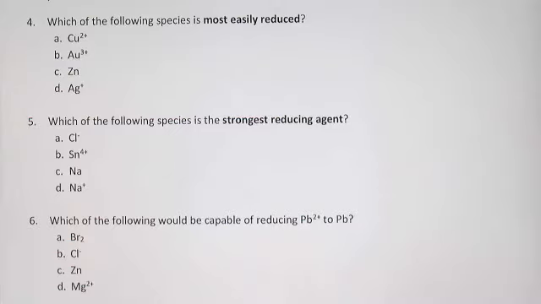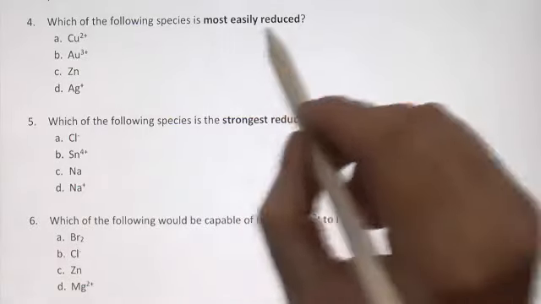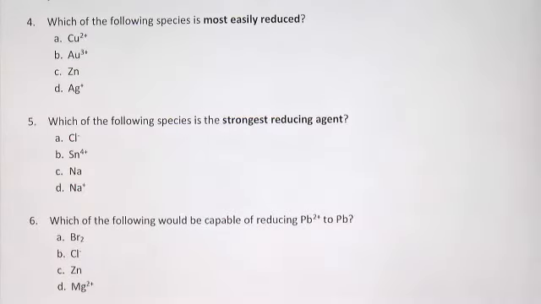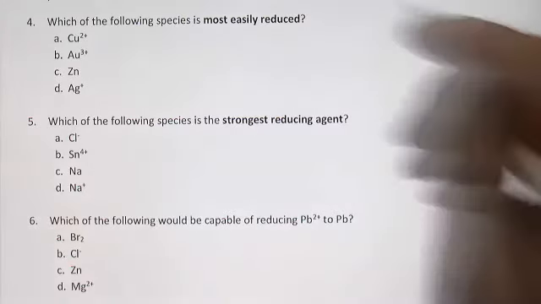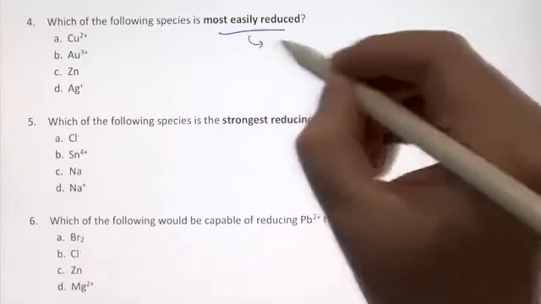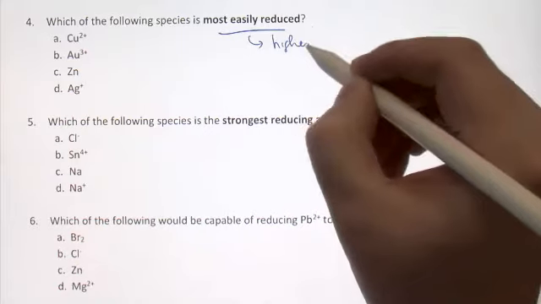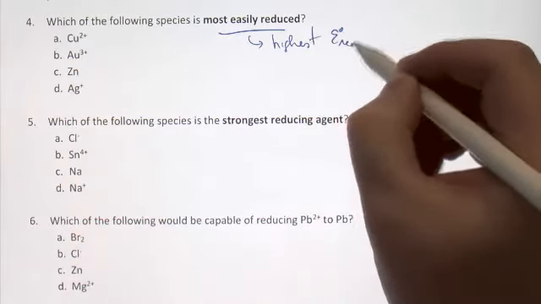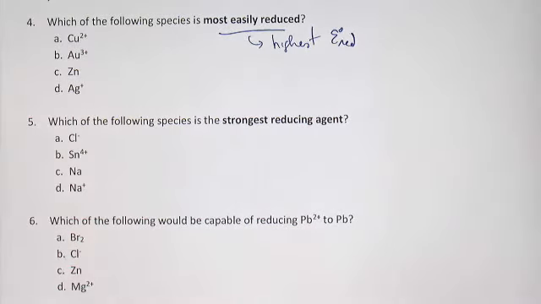The table we have is a table of reduction potentials, isn't it? So can you translate that phrase, most easily reduced? Can you translate that to say something about the reduction potentials? If you're most easily reduced, you must have the highest reduction potential. So before you just pick an answer, which side of the chart, left or right, would it be on if it has a high reduction potential?